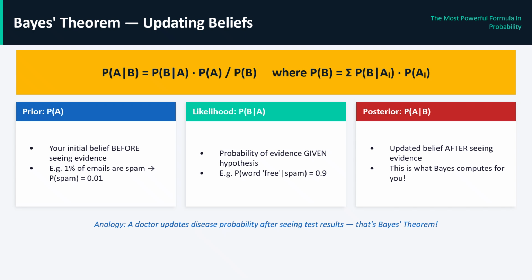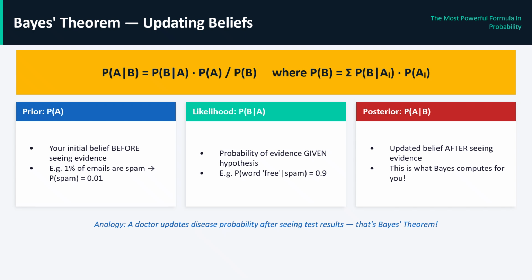Here we take the prior. What is the probability of A? Your initial belief before seeing evidence. For example, 50% of people wearing black dress in a pub, that is your initial belief before entering the pub. Or in case of spam mails, for example, 1% of emails are spam. Probability of spam is equal to 0.01.